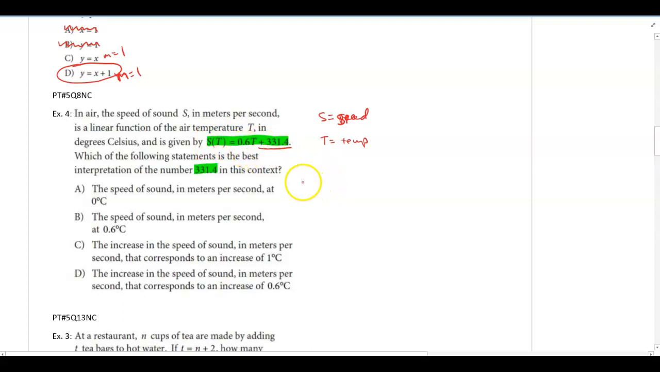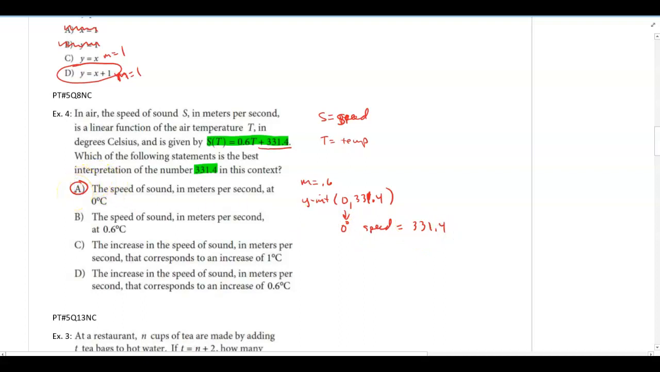Well, first off, when I look at it, identify this function's in kind of slope-intercept form, where the slope would be 0.6, the y-intercept would be 331.4. So identify the function and what 331.4 is in the function. And now read your answers. The speed of sound in meters per second at 0 degrees Celsius, right? At 0 degrees Celsius, if I interpret this, at 0 degrees, the speed is 331.4. That sounds pretty good right now.